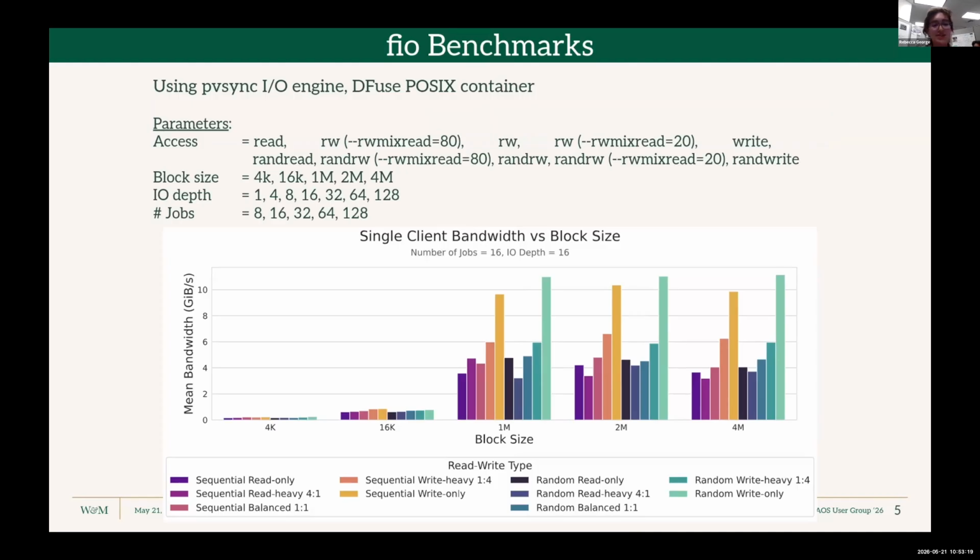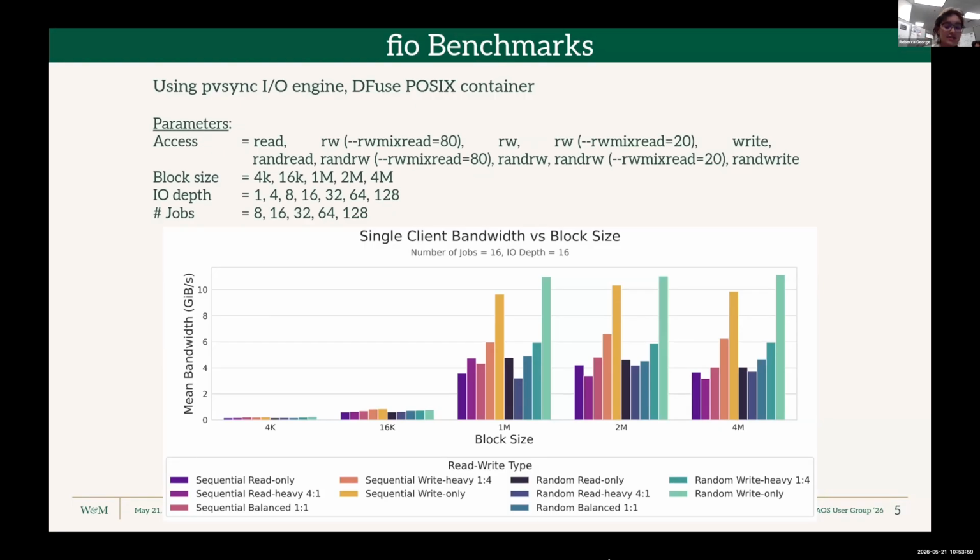For the access type, we looked at reading only, a read heavy job, reading and writing in a balanced way, a write heavy job, and writing only, and all of those for either random or sequential access patterns. And then we looked at block sizes across 4K, 16K, 1 megabyte, 2 megabyte, 4 megabyte, and various IO depths and number of jobs, where IO depth would be the number of IO units to keep in flight, and the number of jobs is the number of clones of the job. And this was for one single client to access our whole pool.